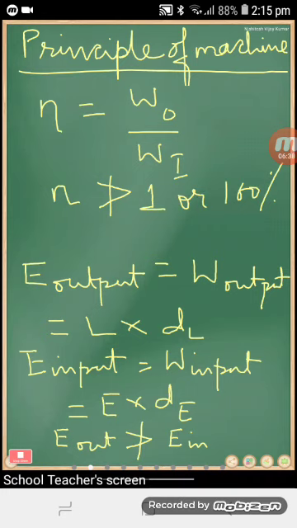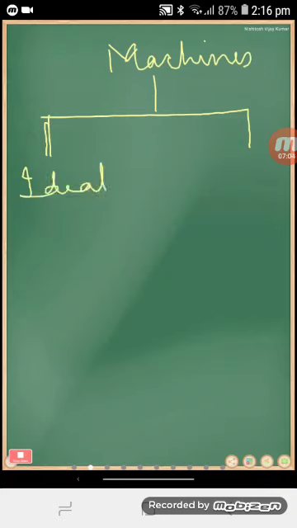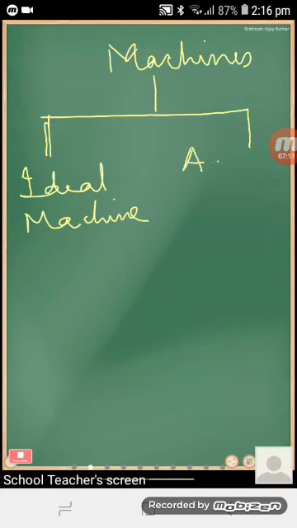So this gives rise to two types of machines. So we can now classify machines, not exactly the classification, it's basically how we perceive these machines. Machines can be classified into two categories, that is your ideal machine and your actual or practical machines.